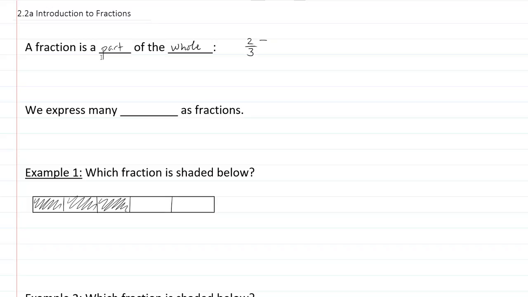So we call this part the numerator, or the top, right? Because it's on top. We call this part of a fraction the denominator, or the bottom. So what do these stand for? So the denominator is the size of the pieces, and the numerator is the number of pieces.